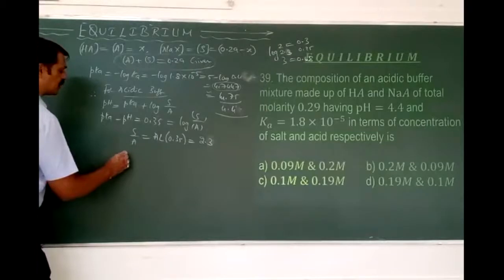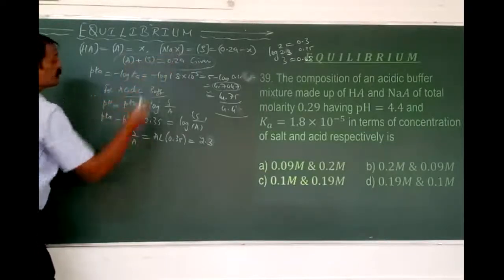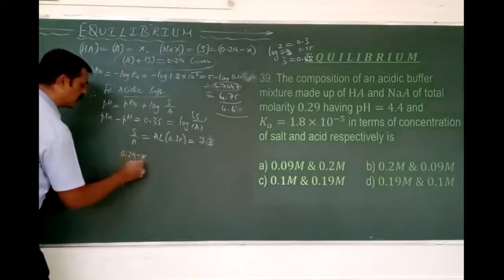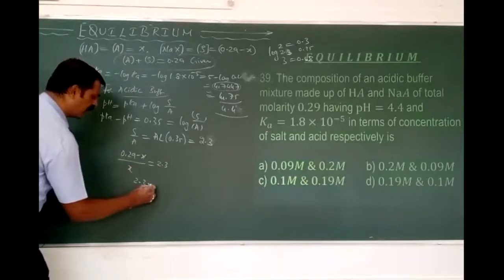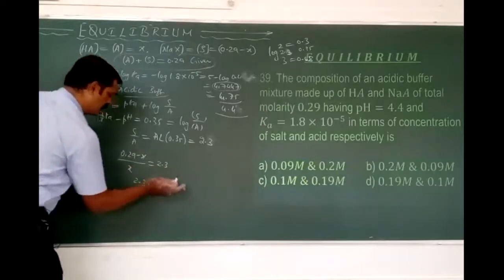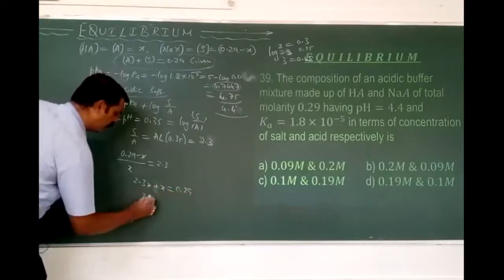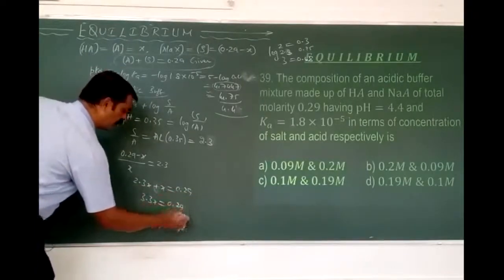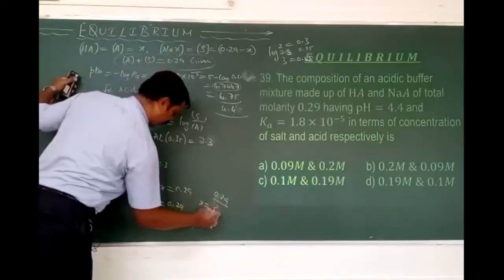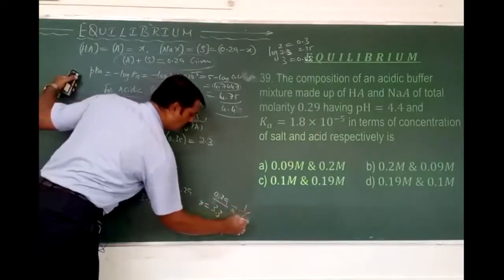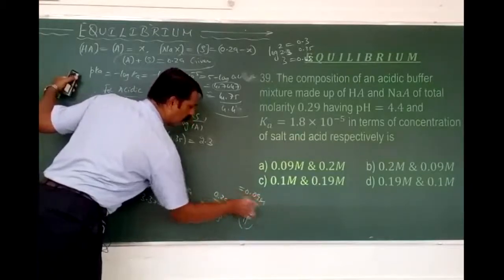Therefore, S is 0.29 minus X, divided by X, which is equal to 2.3. On simplification, 2.3X plus X is equal to 0.29, so 3.3X is equal to 0.29, or X is equal to 0.29 divided by 3.3. It is nearly 1 by 11, which is nearly equal to 0.09 molar.